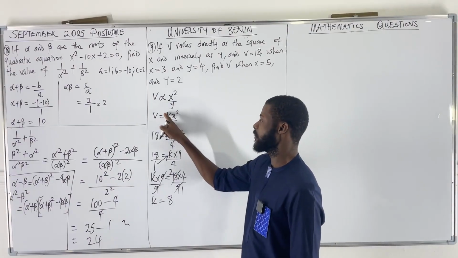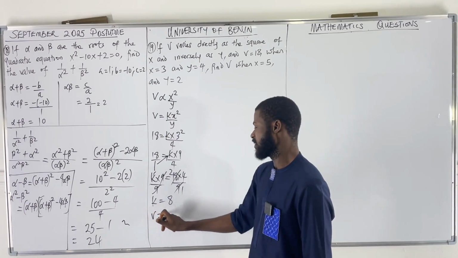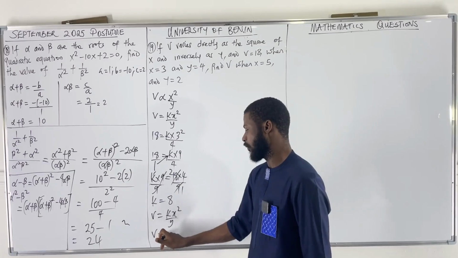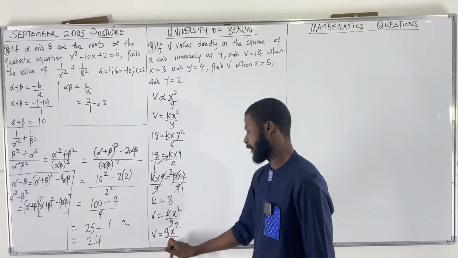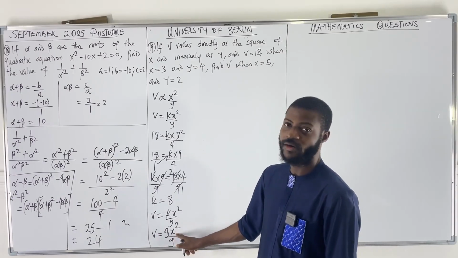Now let's go back to the place we originally introduced k. So we know that v is equal kx squared over y. So this is v equal, k is now 8, so this is 8x squared over y. This expression is called the formula or the relationship or the law of variation.